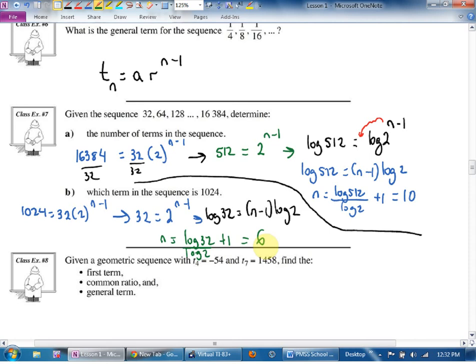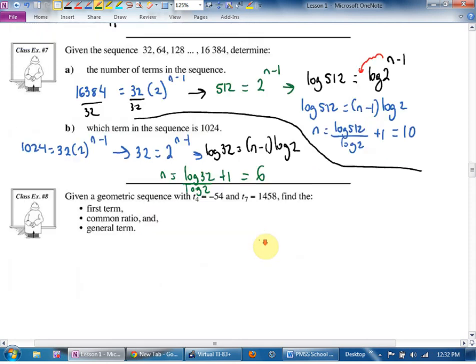Example 8. I like this question. Absolutely going to be on your test.